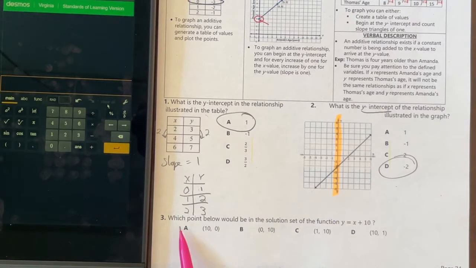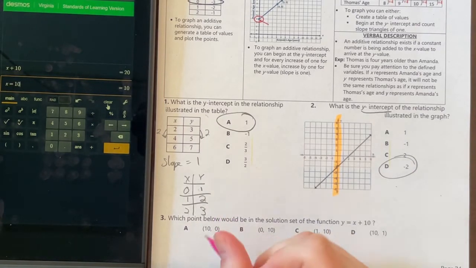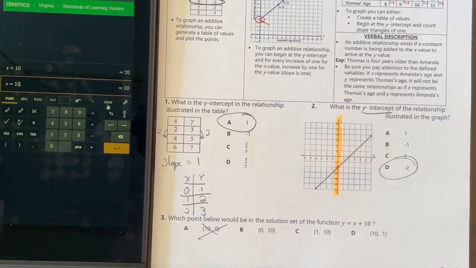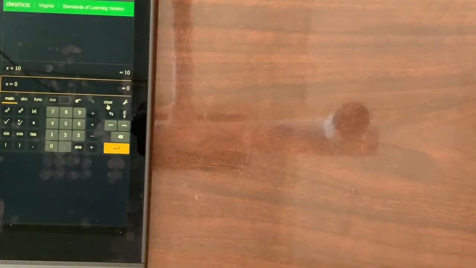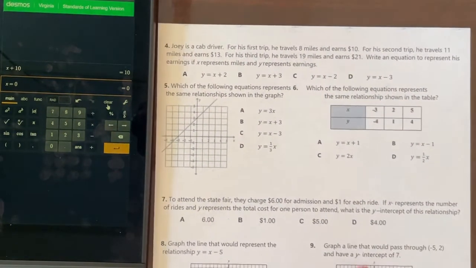All right, so it says which point below would be in the solution set of the function y equals x plus 10. So same as before, we have x plus 10. When x equals 10, does it equal 0? No. When x equals 0, y does equal 10. Very good. Moving on to number 3. Excuse me, number 4. There it is.